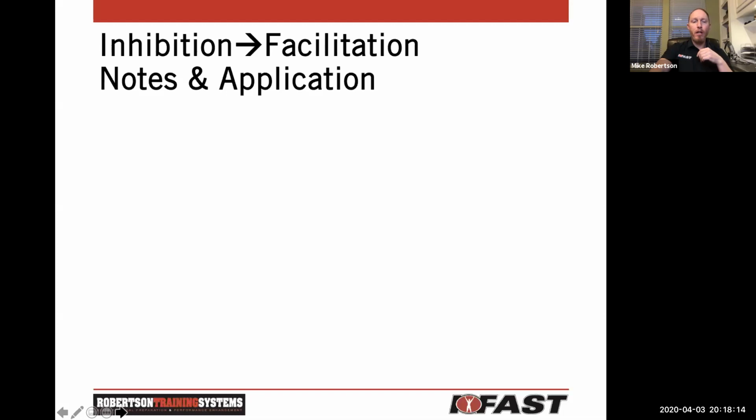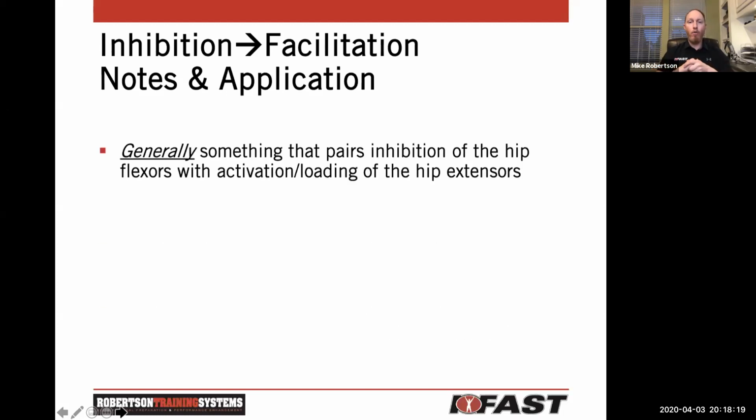So a couple notes here and ways that you can use this. In general, the way I set this up is something that pairs inhibition of the hip flexors with activation or loading of the hip extensors. So when you think about shutting off the front side, I'm thinking your hip flexor stretches, your half kneeling exercises, something to shut off the front side, and then combining that with either an abdominal exercise or a hip extension exercise to try and level that pelvis out and get it moving a little bit better.